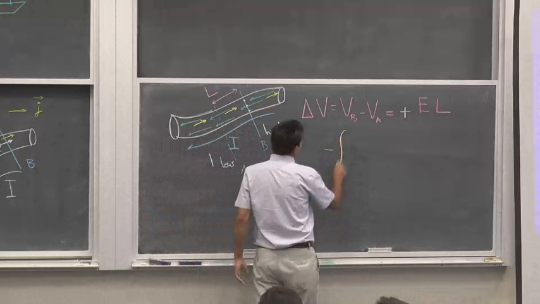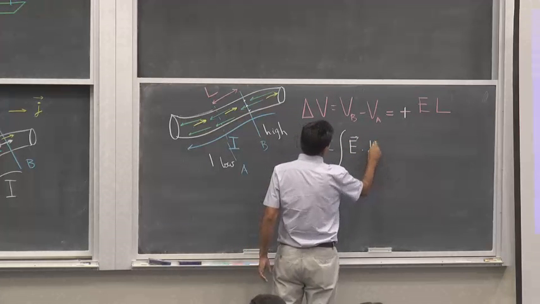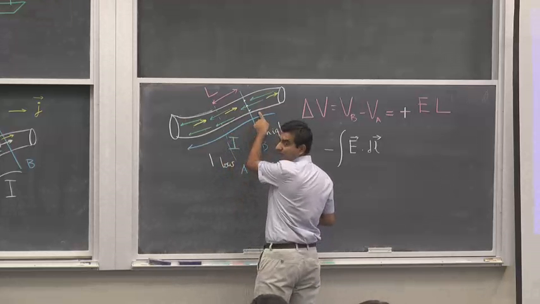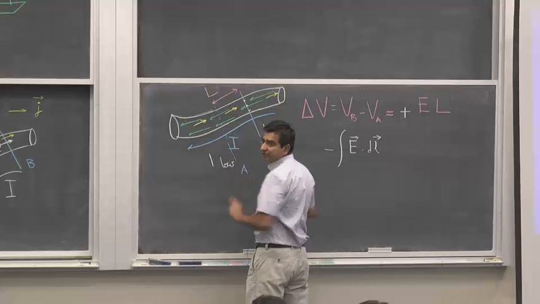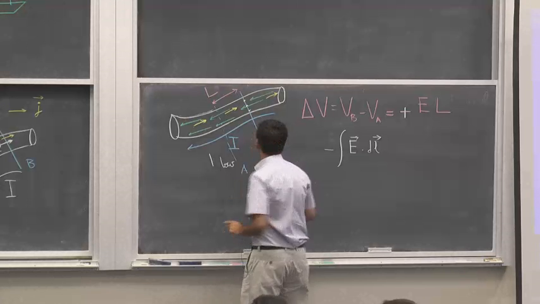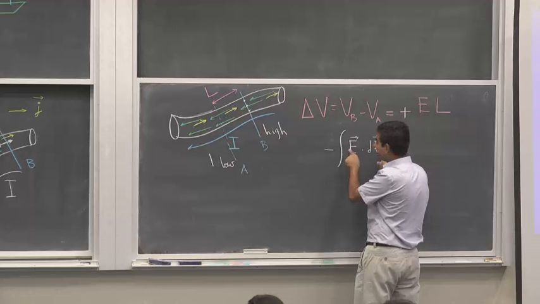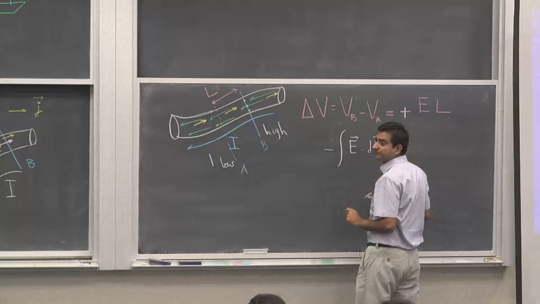Because I have minus E dotted with dl. Now electrons are moving from point A to point B, so the path that they are taking is anti-parallel to the direction of the electric field. So the angle between these vectors is 180 degrees. So this is a negative number. With a negative number it becomes positive.